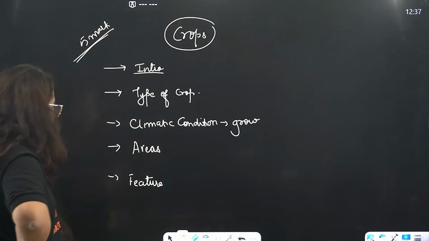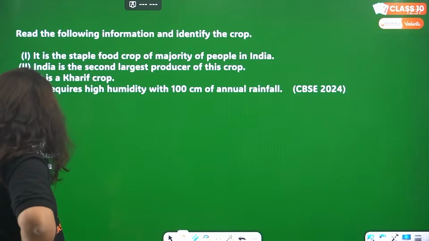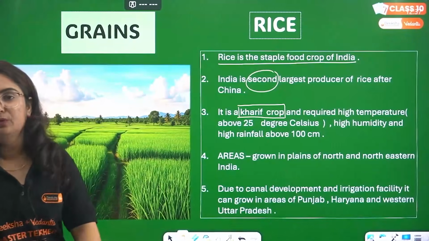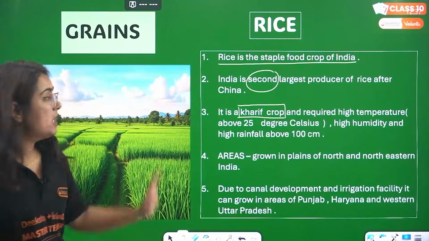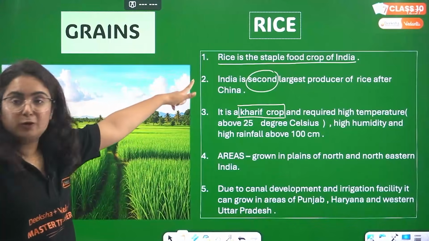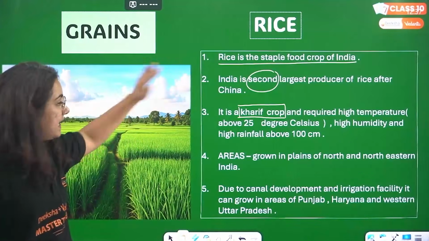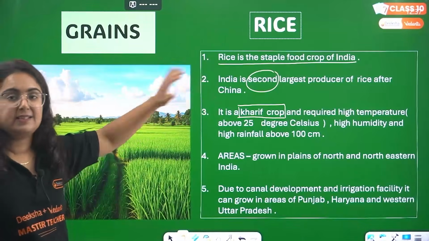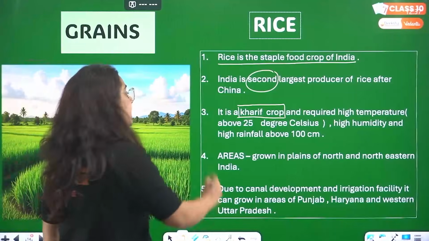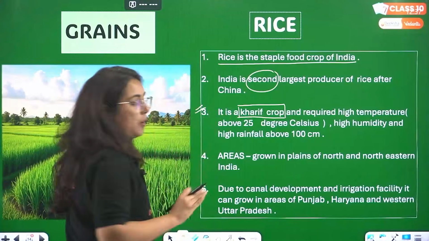When you are learning the answer, you know these are the important points that I have to learn and move on. Getting my point? So come back to the rice. It is the staple food crop of India. Intro done. India is the second largest producer of rice after China. Yes, it is a kharif crop, right?